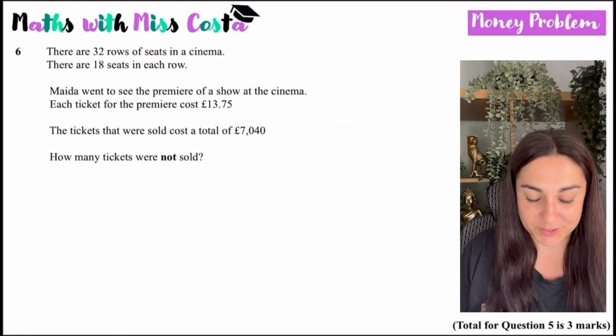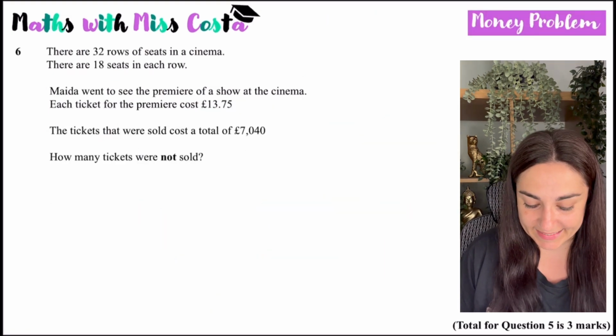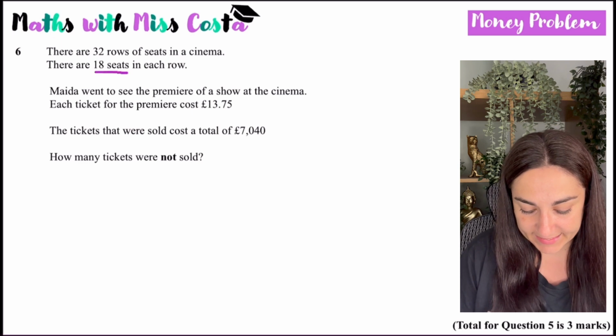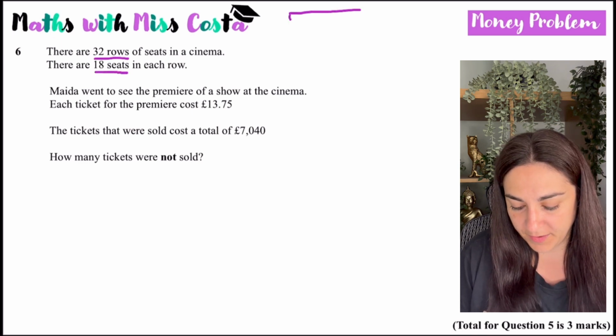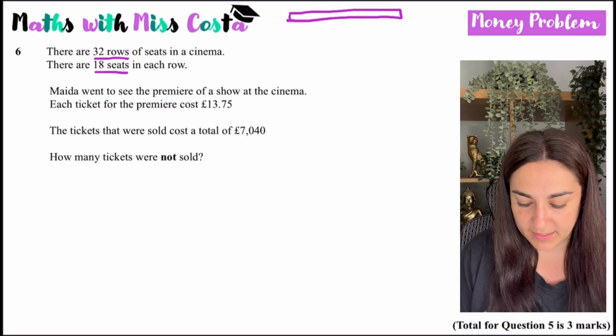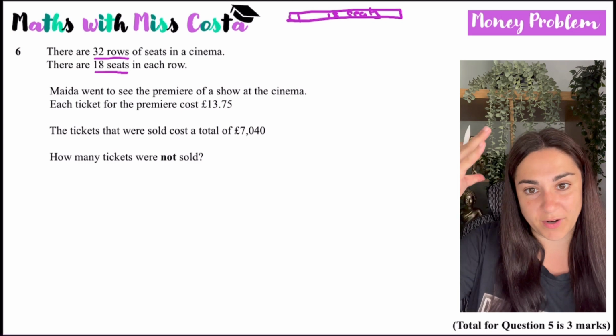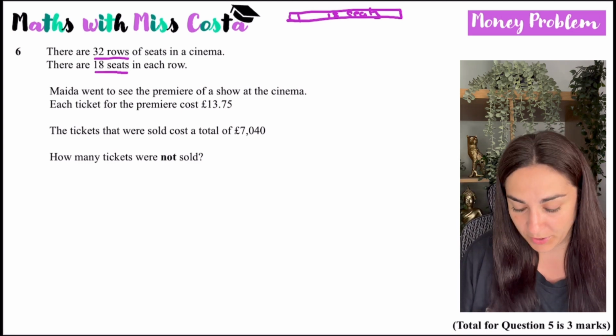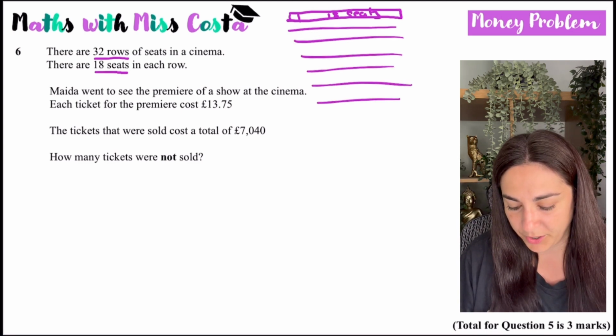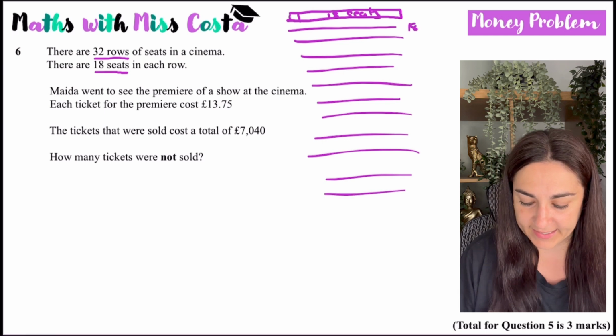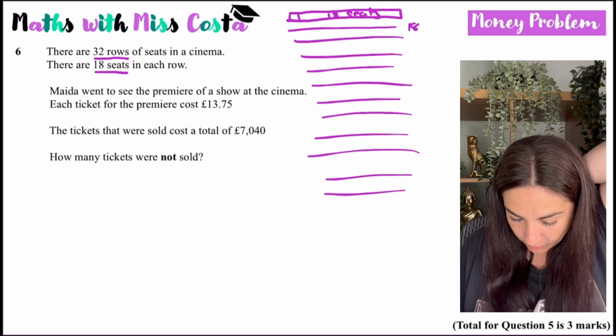Okay, so in this question we're told that there are 32 rows of seats in a cinema and there are 18 seats in each row. So there are 32 lots of rows which have 18 seats in each of them. It might help to just try and visualize that so that you can figure out what you might have to do. So there's 32 rows, each of them have 18 seats in them. I'm not going to draw them all out, but just to help you visualize.